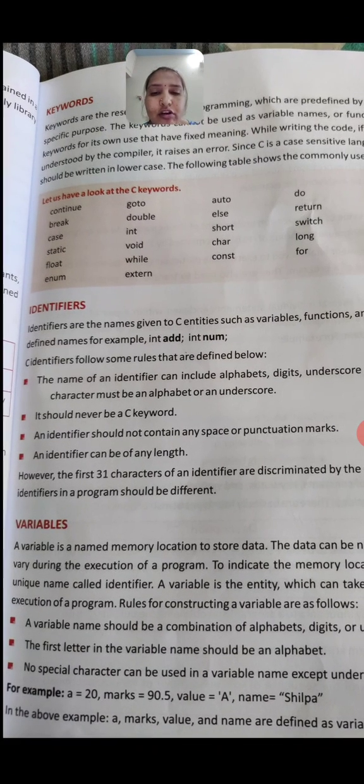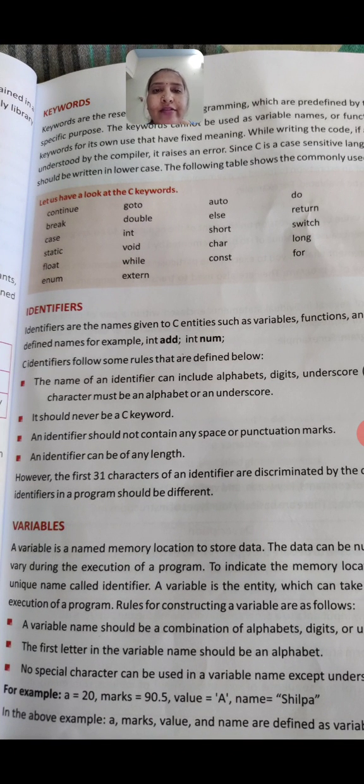Then we can move to the next topic, variables. What do you mean by a variable? A variable is a named memory location to store data. While writing a C program, we give some value to variables. For example, assume a equal to 20, marks equal to 90.5, value equal to a, name equal to Shilpa. We give values to particular alphabets or characters, and their value may change. For example, in a program we have given the alphabet a the value 20. We can change 20 to 30. Since the values can change, we call them variables.